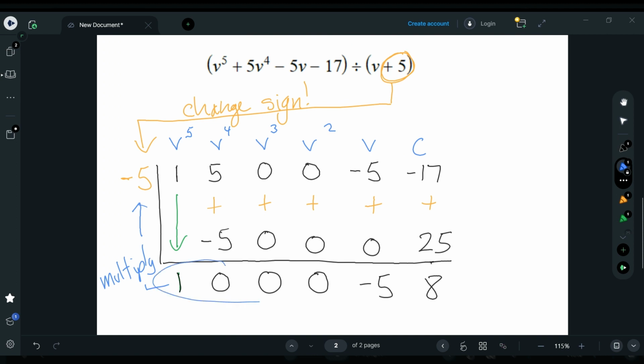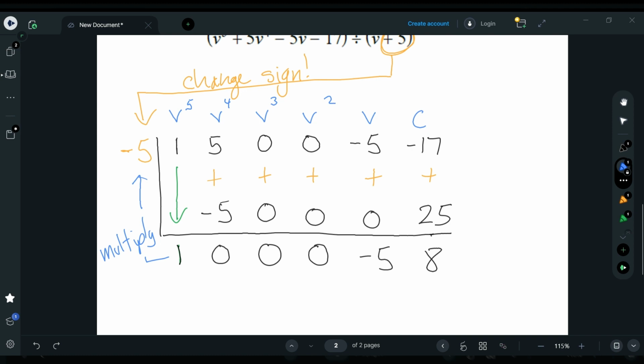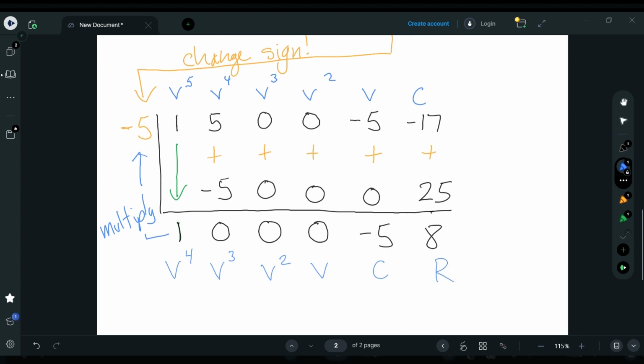All of these numbers down here are the coefficients of our answer. And remember that the answer is always 1 degree less than the original polynomial. So up here we have a degree 5, which means down here, this is going to match up to a degree 4 term. So this is going to be v to the power 4. These are just going to go in order, count down v3, v2, v to the power 1, constant term. And then that last number is always the remainder. And now we can write our answer.